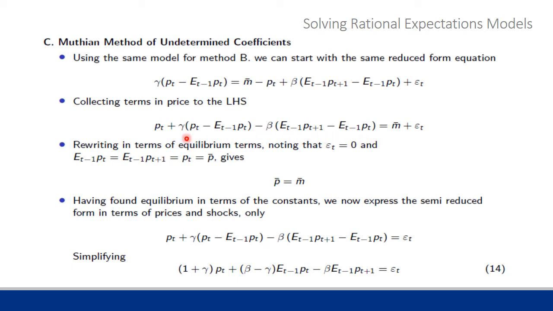So removing m bar and p bar, notice there's no p bar anyway, but removing m bar, we have that p_t plus gamma (p_t minus E p_t) minus beta (E p_t plus 1 minus E p_t) is equal to epsilon_t. And we can simplify this by collecting common terms. There's a p_t here and a gamma p_t, so this becomes 1 plus gamma p_t. There is a gamma E p_t here and a beta E p_t here. So we have beta minus gamma E p_t, and so on. So we just leave the shock on the right hand side.